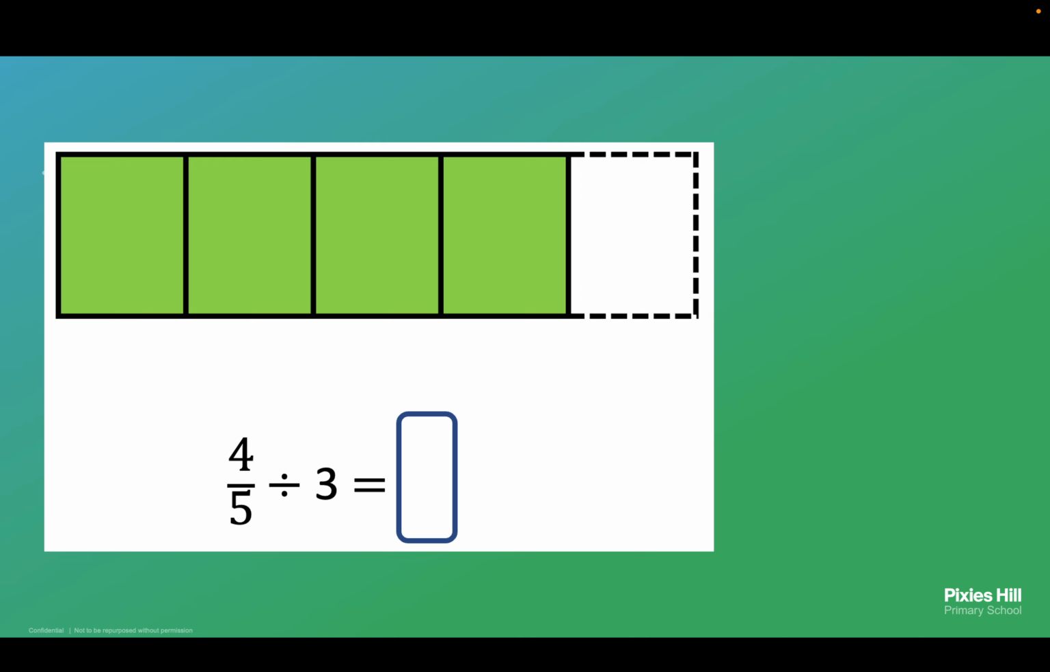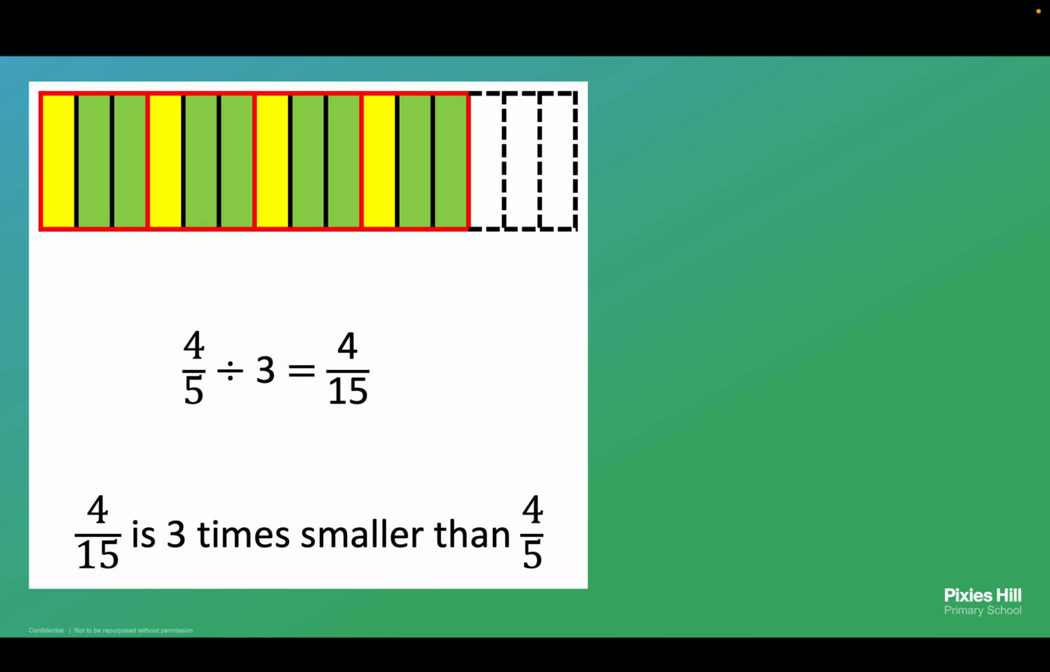We then move on to numbers where the numerator does not divide exactly. Here you can see we've got 4/5 and we're dividing them by 3. We would need to take each of those pieces and divide them into 3 pieces each. This would give us 15 pieces in total. We would then show the children that we would take one of those fifths each, giving us a total of 4/15. 4/15 is 3 times smaller than 4/5.